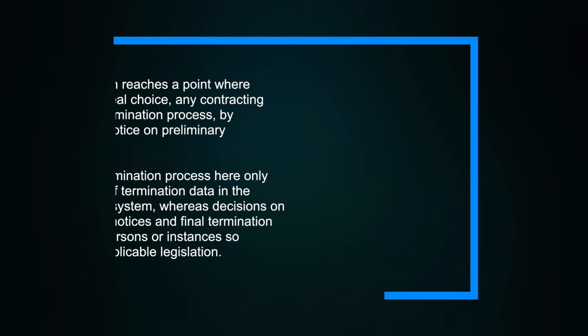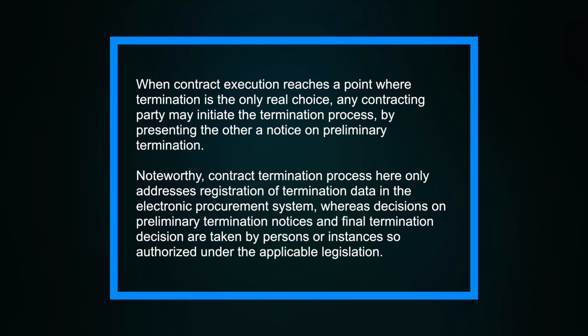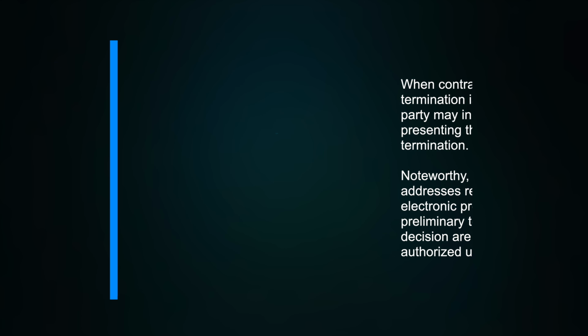When contract execution reaches a point where termination is the only real choice, any contracting party may initiate the termination process by presenting the other a notice on preliminary termination. Noteworthy, the contract termination process here only addresses registration of termination data in the electronic procurement system, whereas decisions on preliminary termination notices and final termination decision are taken by persons or instances so authorized under the applicable legislation.